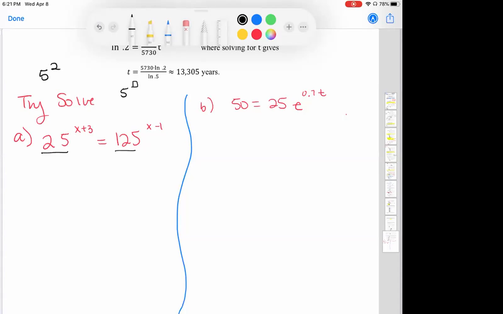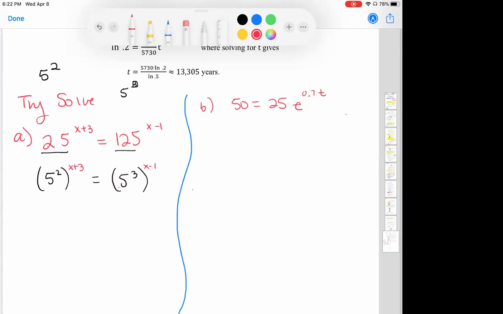5 raised to the 5th power gives me not 125. So 5 with an exponent of what? 3. There we go. Cool. So I can rewrite this as 5 squared, and we have 5 to the 3rd power, right? Now we still have to write those numbers that I had to start off with: x plus 3 and x minus 1.